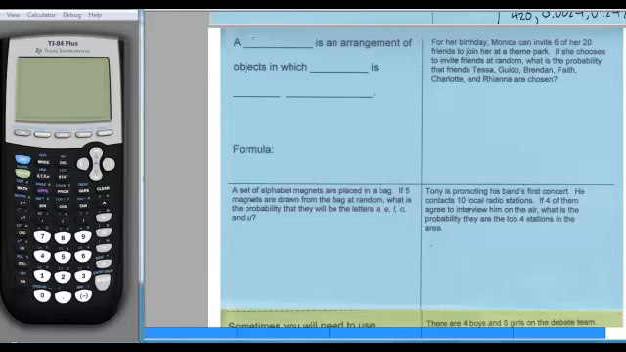Lastly, we need to cover combinations. This is an arrangement of objects in which order is not important. So remember before, they always gave us a specific order that things needed to go in. This one, the order is not important.